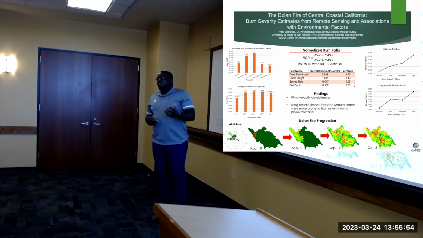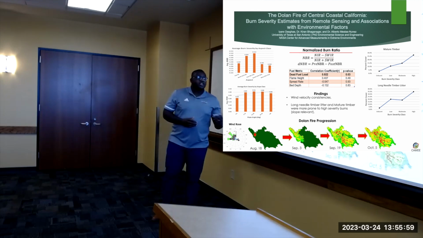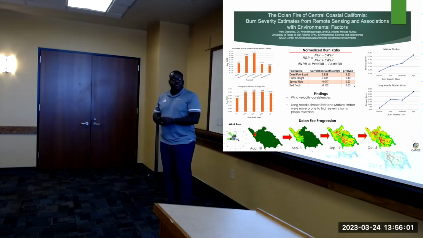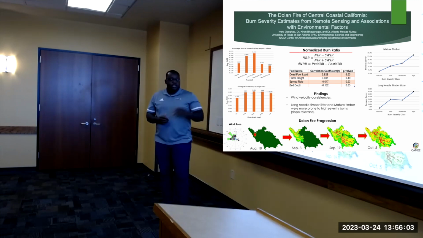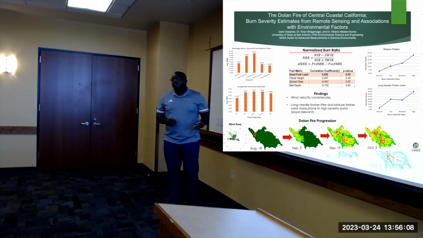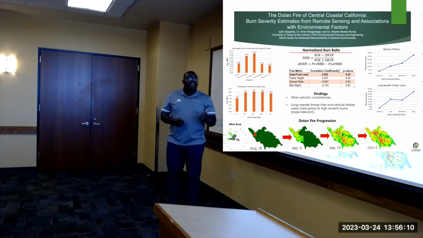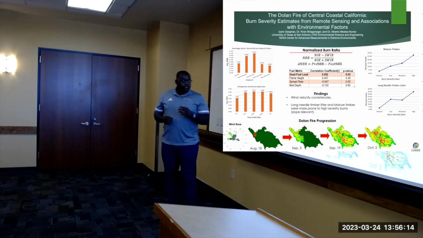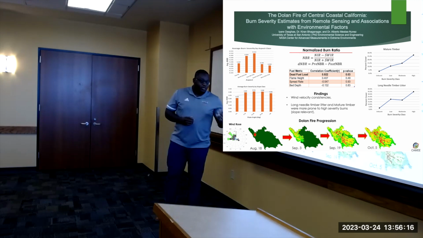The cool thing about the fuel data we're using here is that it comes with fuel metrics which are specific to wildfires. A few of the metrics are listed here, but the one that stands out the most is the dead fuel load. When correlating the dead fuel load to burn severity, we found that it had the highest correlation. And so moving on, we go into the Dolan fire progression.